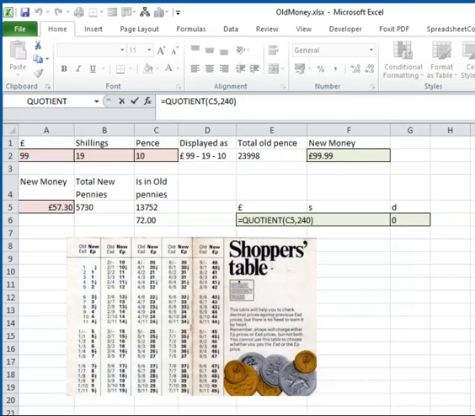With what's going on at the moment, it's not going to be long before some bright spark writes into a newspaper and suggests that we go back to real money instead of using new money. This spreadsheet shows you how to convert between the two.